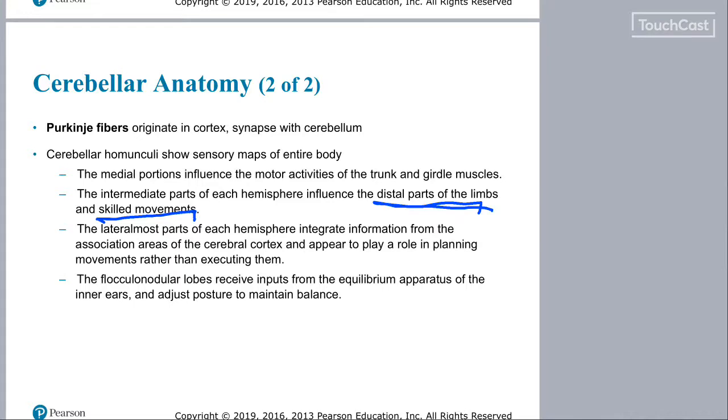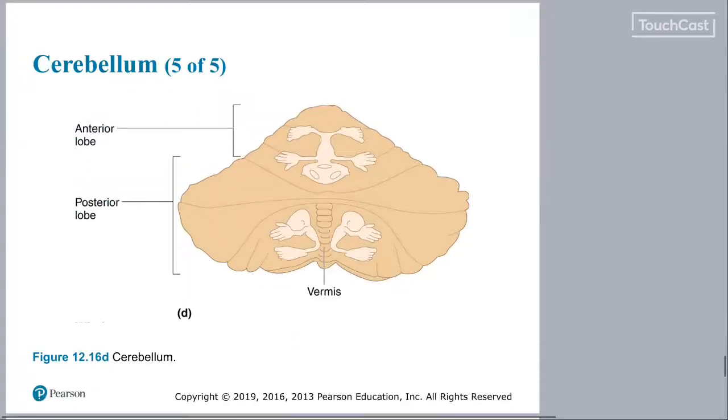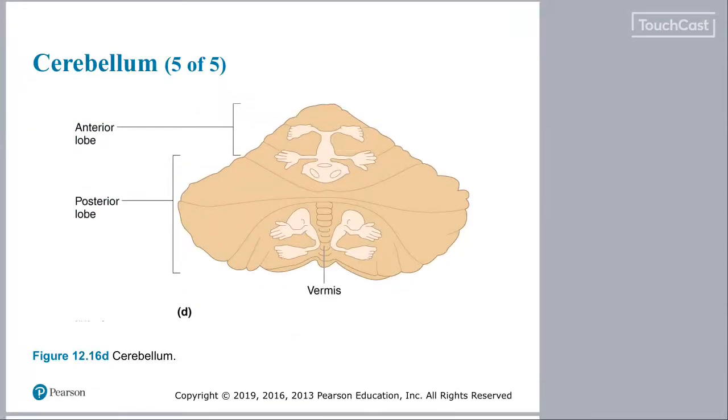And the flocculonodular lobes receive that input from the equilibrium apparatus in our inner ears and adjust our posture to maintain balance. So if you've ever been off balance, trying a new, I don't know, like a jump shot, because we're all watching The Last Dance right now. So it's going to help us to figure out where we are in space and orient ourselves to make this a more smooth and controlled movement. So here's our cerebellar homunculi, little guy. So you can see the anterior lobe and what it controls, and then our posterior lobe and what it controls.